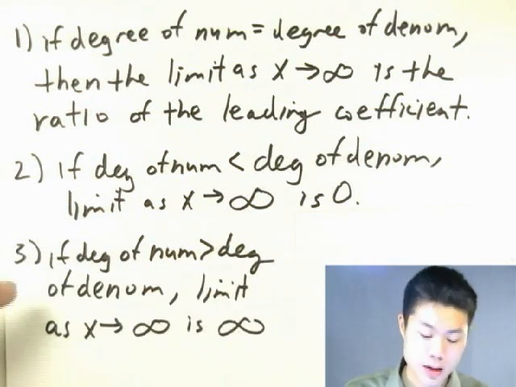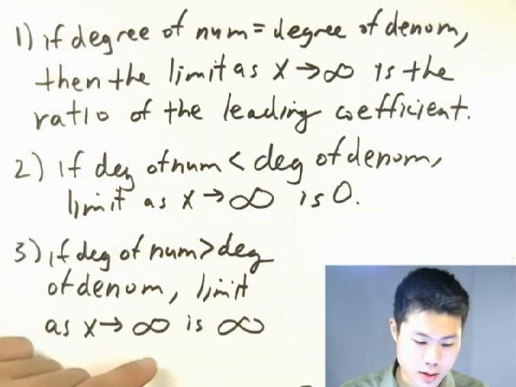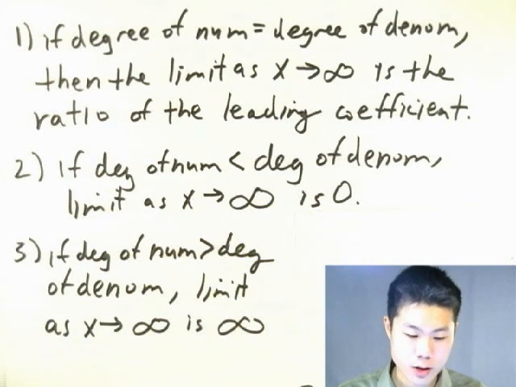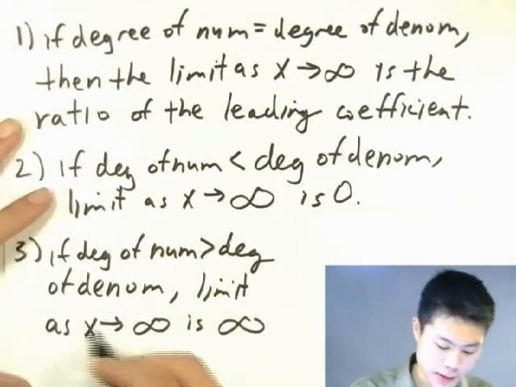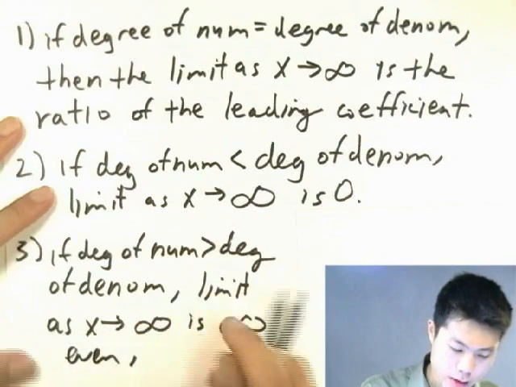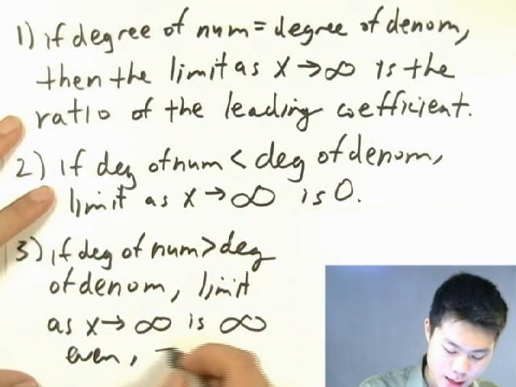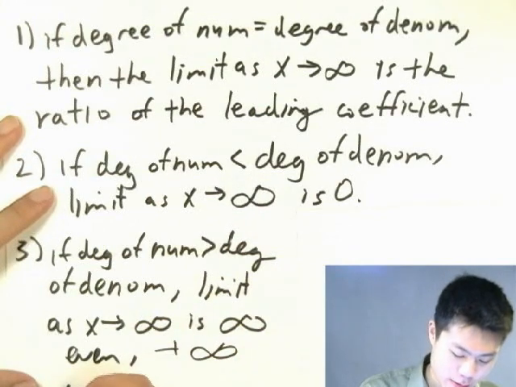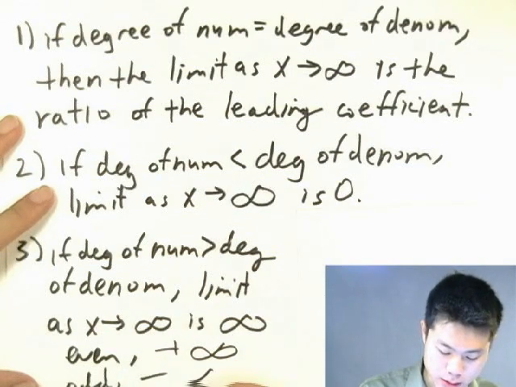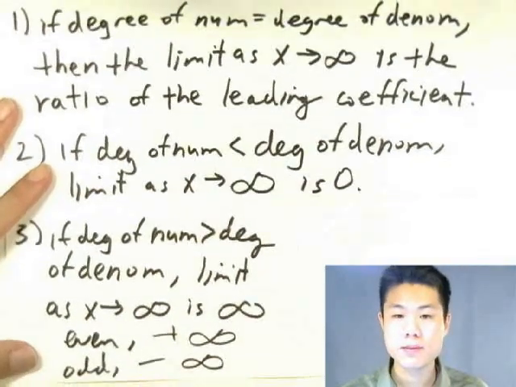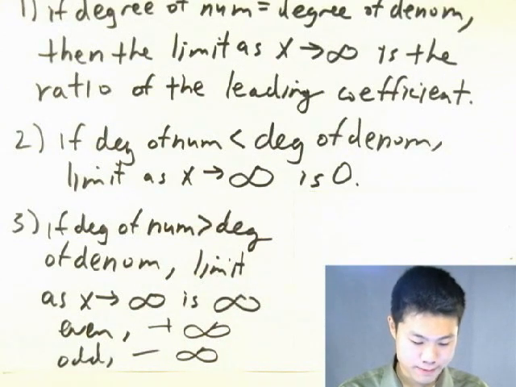Okay, in this case it's going to matter though. If the degree of the numerator is greater than the degree of the denominator, then as x approaches negative infinity, it's going to depend on the largest power of the numerator. So if the degree of the numerator is even, then it's going to approach positive infinity. And if it's odd, that means you have an odd number of negative numbers multiplied together, so it's going to approach negative infinity. Oh, you can see that. Okay, there you go. Okay, so that's the summary.